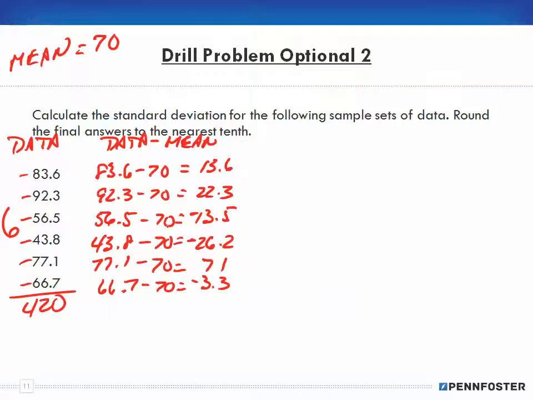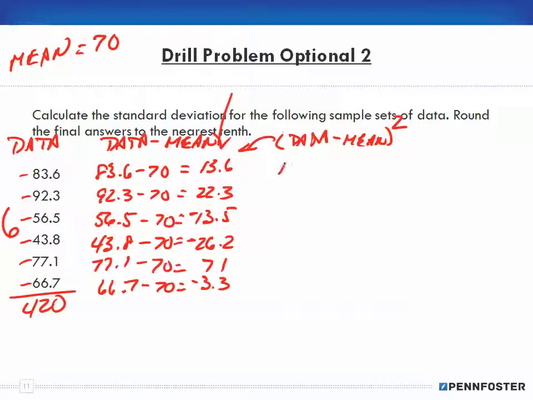All right, so now that I have these deviations, what I need to do is square them, meaning I take what I had in this step and I square it. So I have my data minus my mean, remember, that's these values here, and then I'm going to square them. Squaring means taking that number times itself.